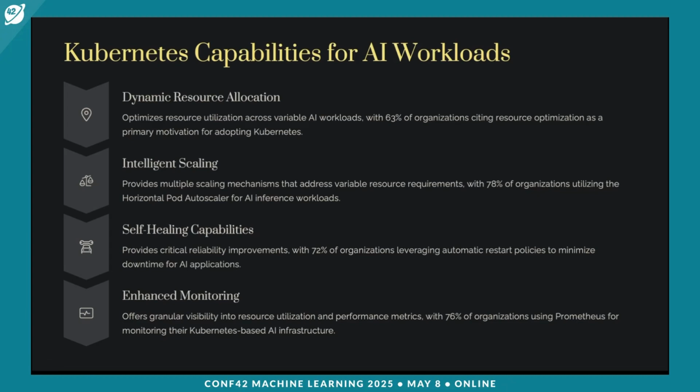Coming to self-healing capabilities of Kubernetes, Kubernetes provides critical reliability improvements like liveness probes and readiness probes that can catch hung or crashed processes. The cluster autoscaler can be used to replace unhealthy nodes automatically without any manual intervention.